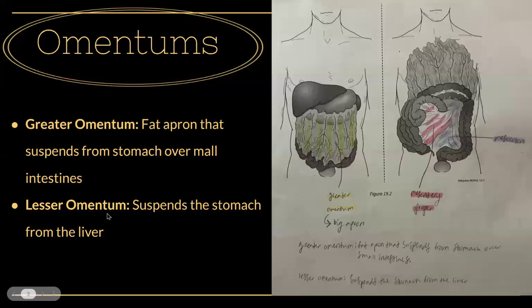One more thing is your lesser omentum. This suspends the stomach from the liver. So over here, you see your liver and then you see your stomach. So in between these two organs, you would have your lesser omentum, but it's just not very clearly visible because they are so compact together.